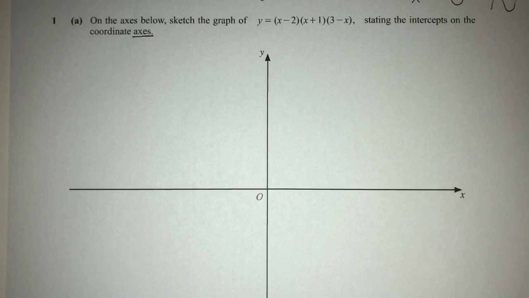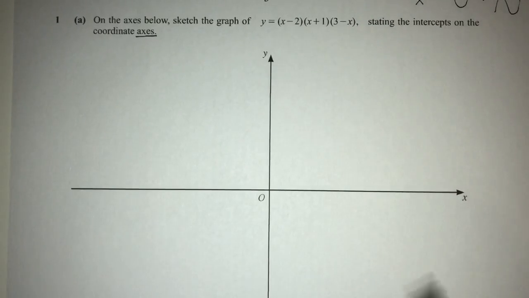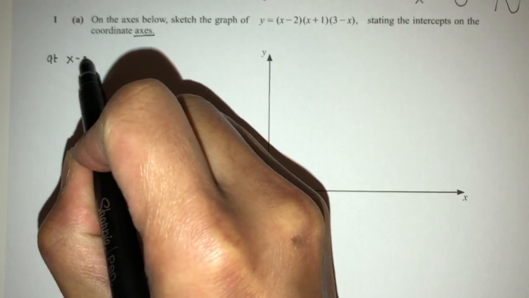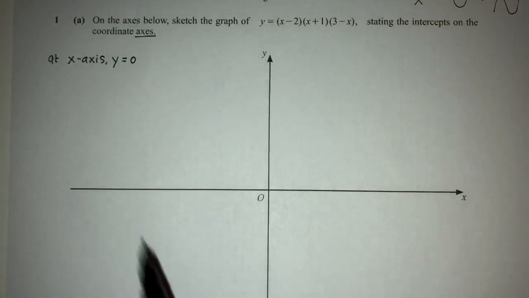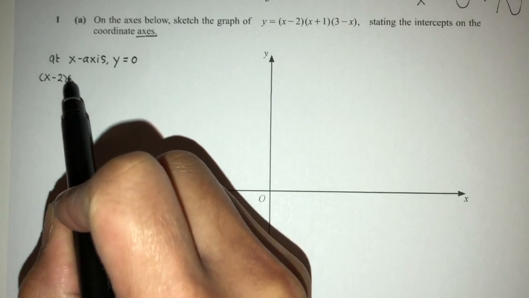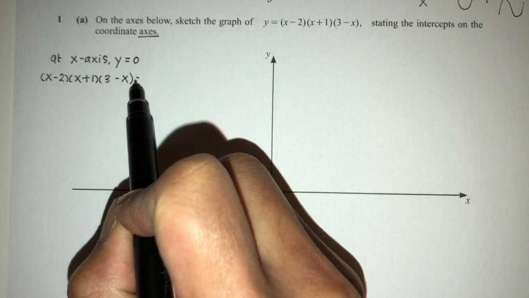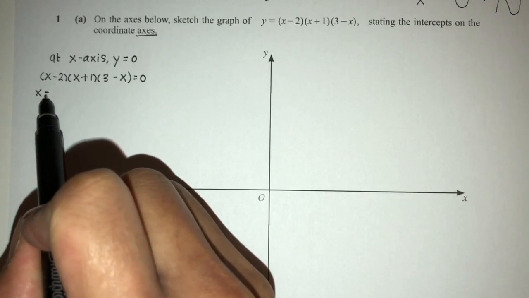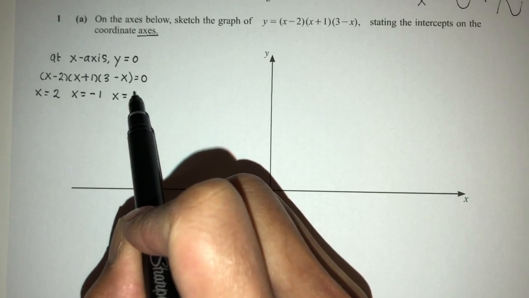So pretty easy. The first step is always to go for the axis. So what do you know at x-axis? So let's write this down. We say at x-axis, we know the value of y is 0. So you place 0 here in the equation, you will have x minus 2, x plus 1, and 3 minus x is 0. Now we have to solve for the values of x. So x will be 2, x will be minus 1, and x will be 3.